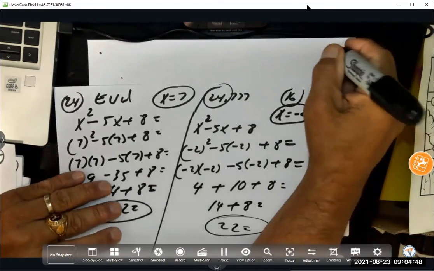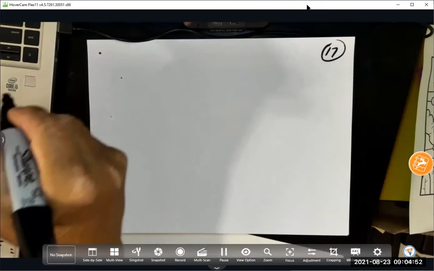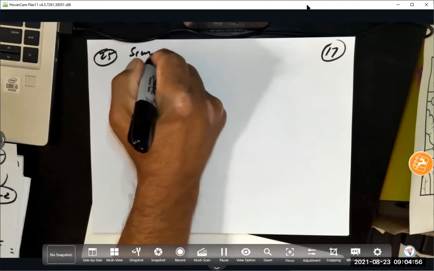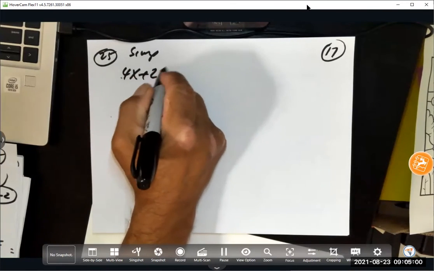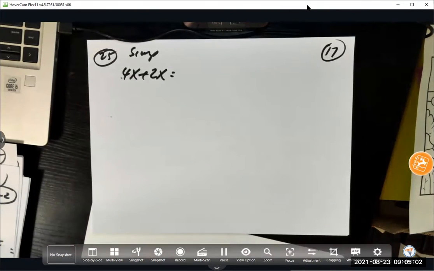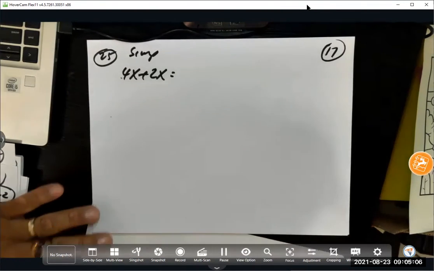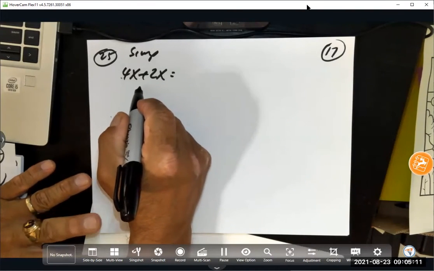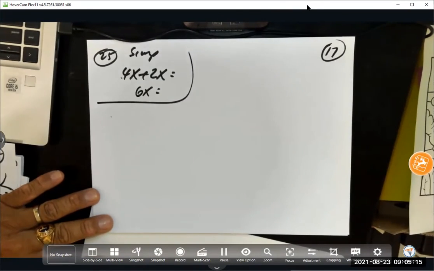Okay, let's go to the next one. Let's go to number 25. Simplify. You're going to have something like this: 4x plus 2x. Can I add those numbers together and just write one number? Yes. What do you think it is? Add them together. 4x and 2x is 6x. And that's all. Don't change the powers or anything, okay?